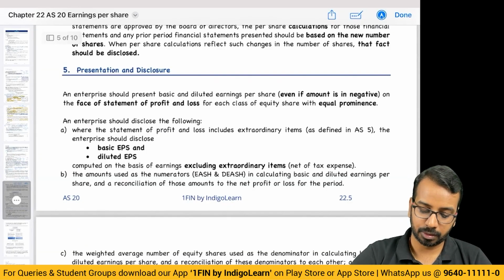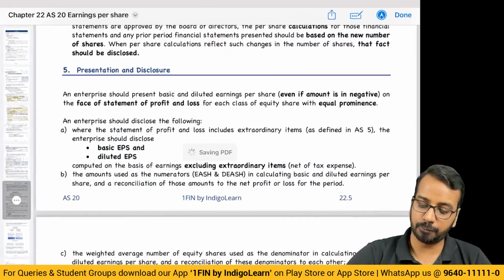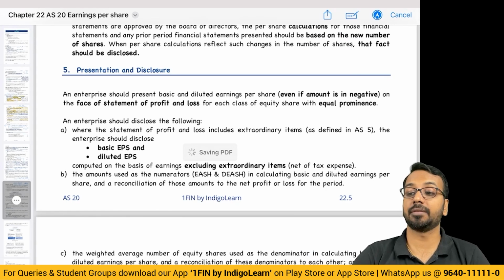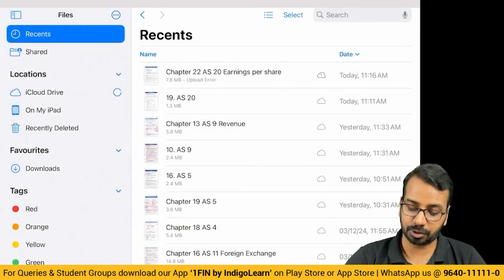Okay, so now, we can directly jump into the question to calculate 2 or 3 varieties of diluted earnings per share.